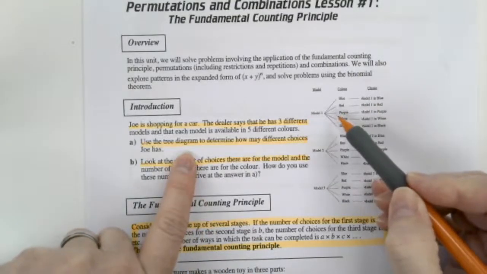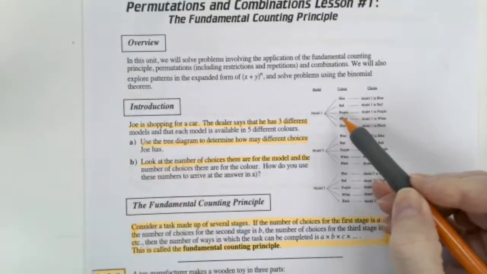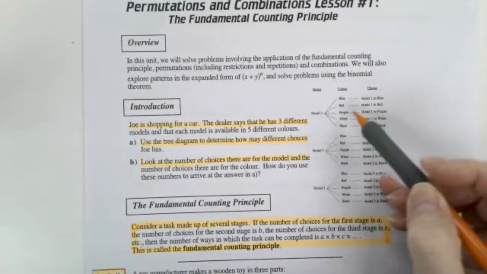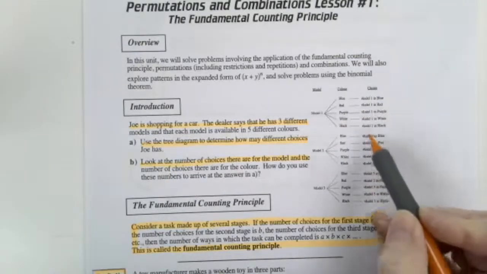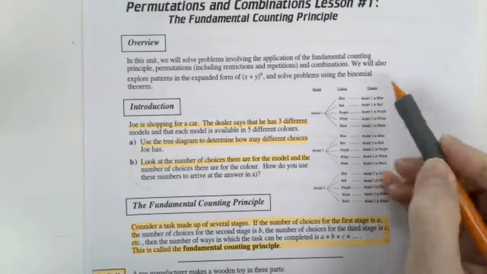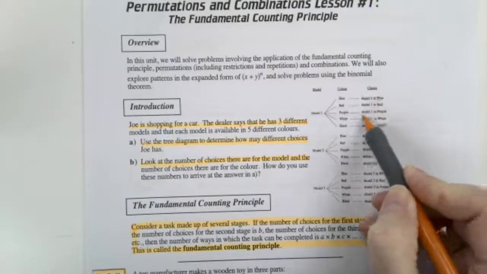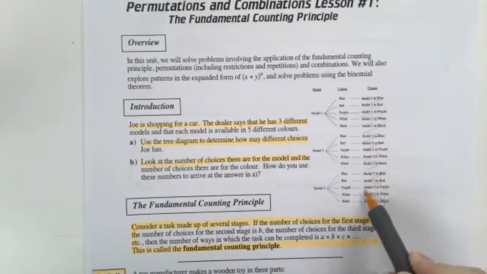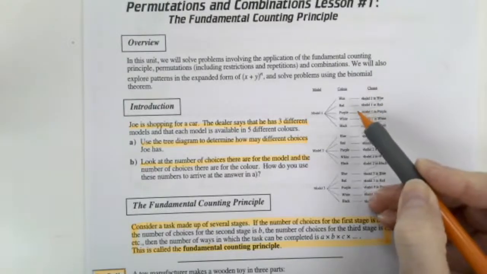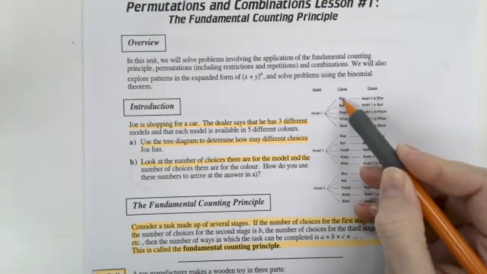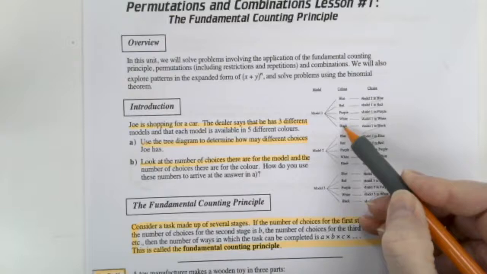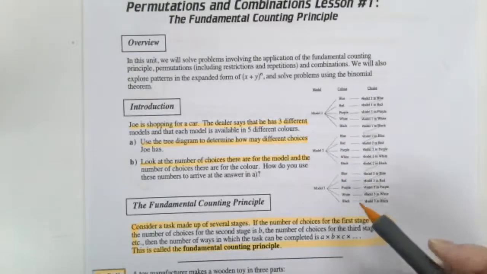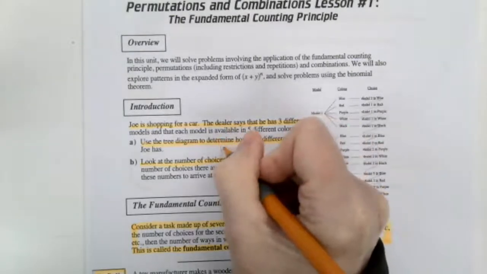Then use the tree diagram to determine how many different choices Joe has. Well, they've listed out the choices here. You don't have to write this. This takes way too long. I would not do this whole entire column. So we can see he's got 1 choice here, 2, 3, 4, 5, 5 here, 5 here. So 15 different choices total.